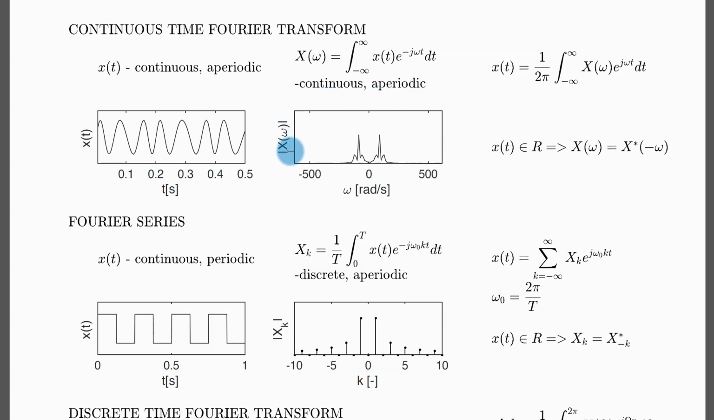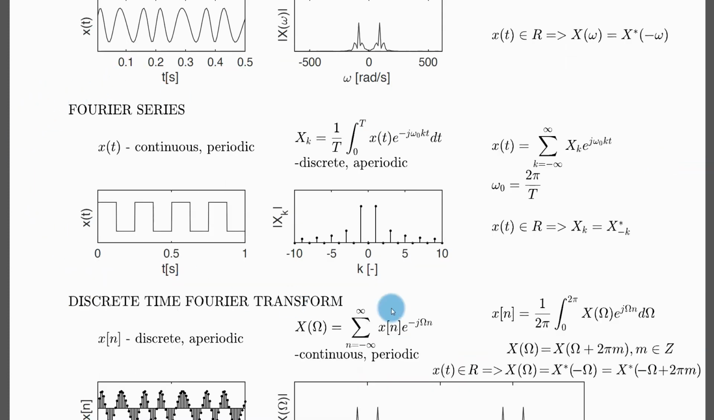Now remember that the continuous time Fourier transform is used for continuous aperiodic signals and its spectrum is continuous aperiodic. If the signal is real, we have a symmetry in the spectrum and this is how we write that symmetry mathematically.